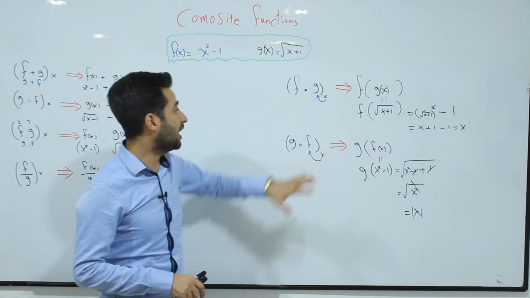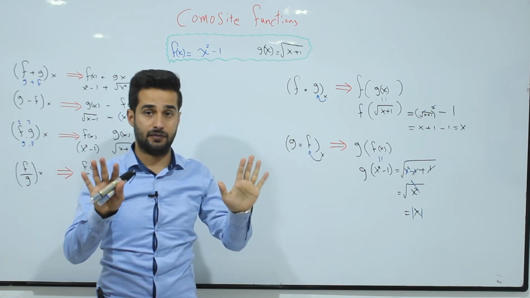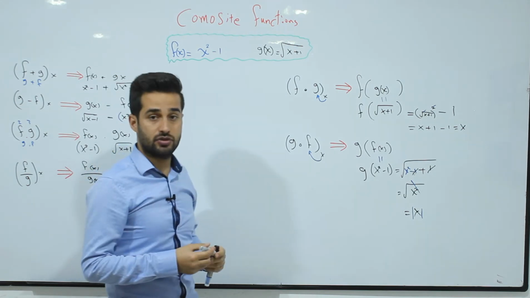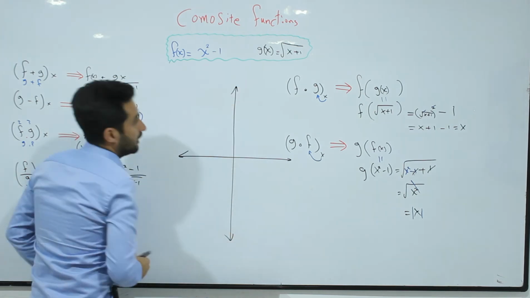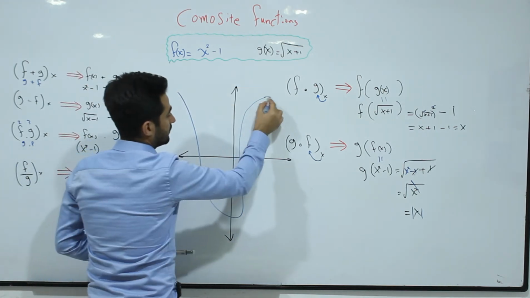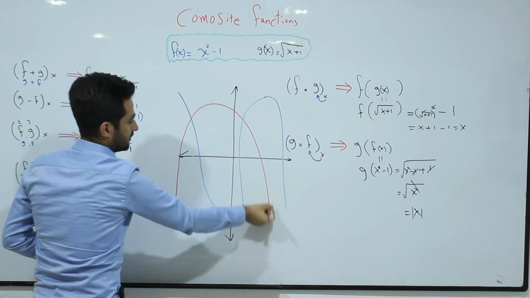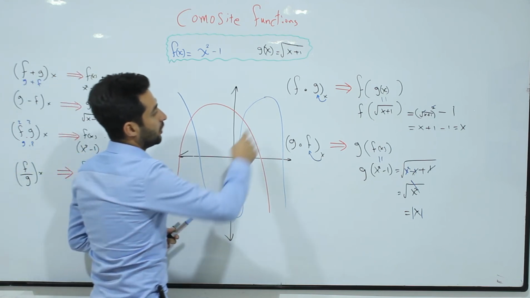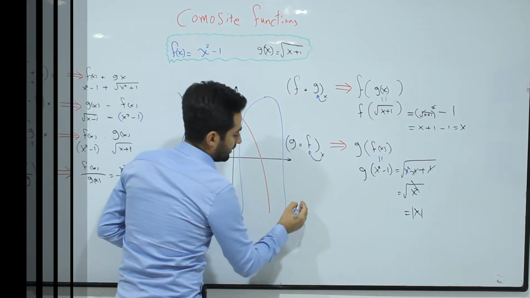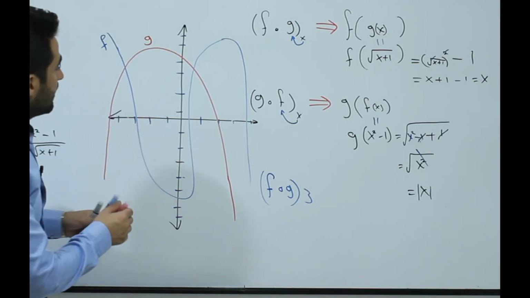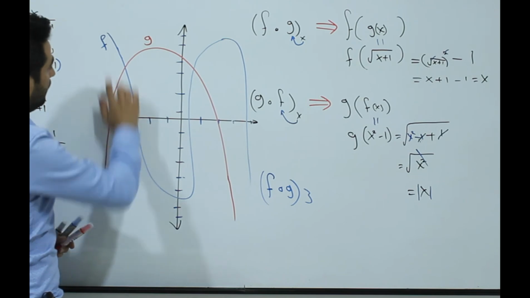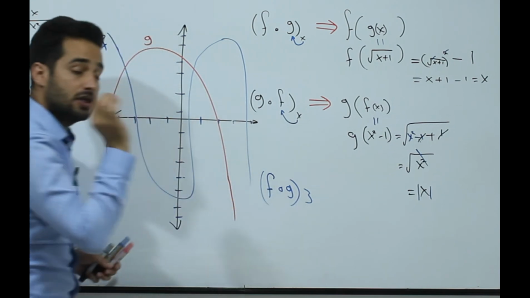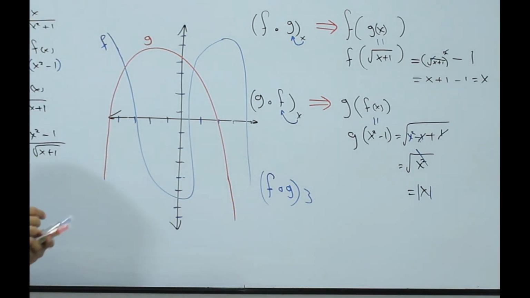Please make sure. How can we find this graphically? Now I'm going to show you how to do it graphically. For example, how can I find f of g of 3, let's say? Guys, let's say this is an example. This red one is g, and the blue one I name f. You have to know how to find it graphically also.